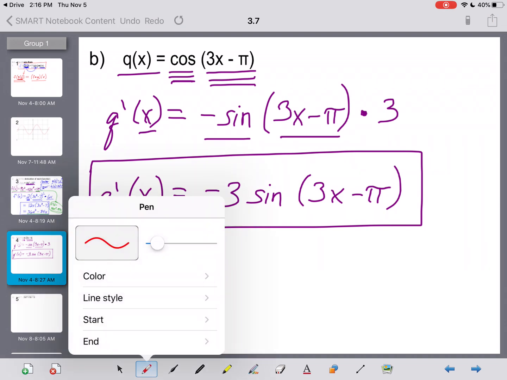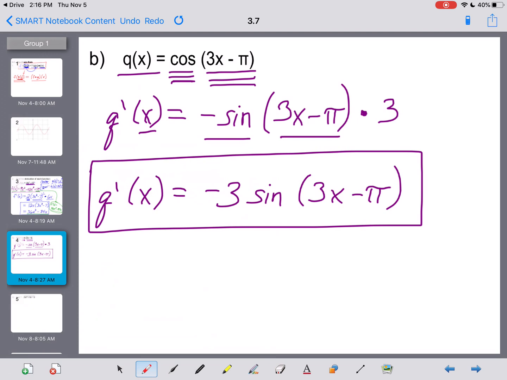I'll say it again. You try to do it too. The angle never changes. The angle we were taking the cosine of here was 3x minus pi. Well, that's the same angle that we're taking the sine of here at the end. The angle never changes. And the more you can say that to yourself and say it out loud, the better that's going to sink in. Okay, so that's what the chain rule looks like when we're doing a trigonometric function.